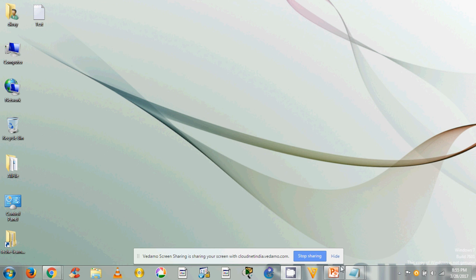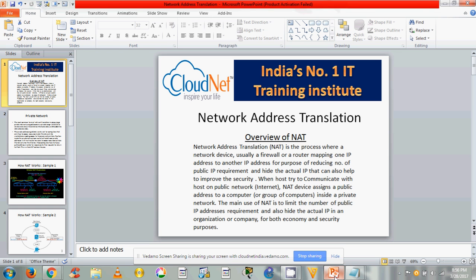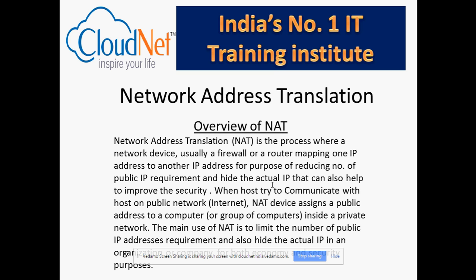So let me start, friends. What is network address translation and how does it work? There is some information related to network address translation, so let me first discuss what network address translation is.